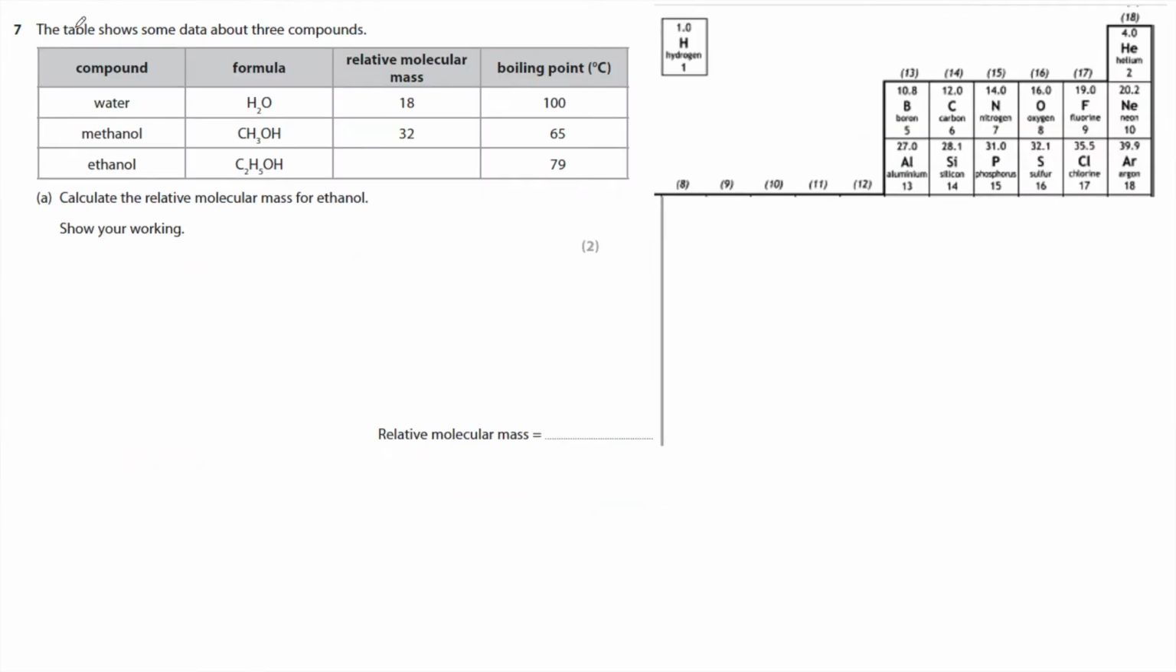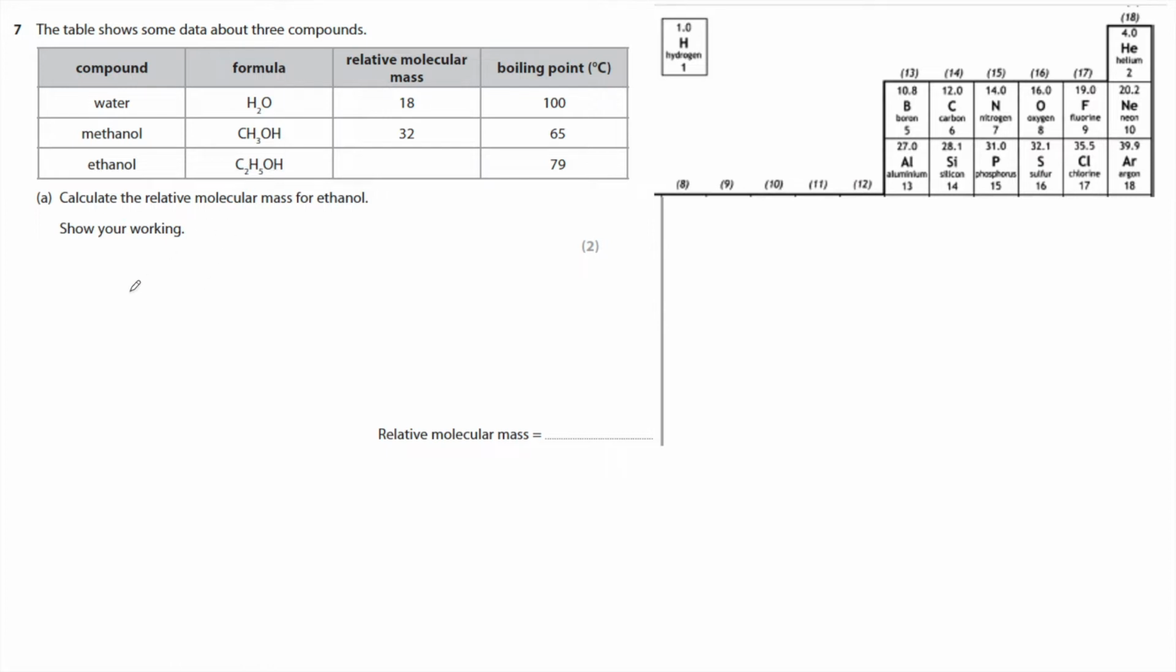The next question says, the table shows data from 3 compounds. You've got water, methanol, and ethanol. The first part says, calculate the relative molecular mass for ethanol. Show your working. So you've got the formula here for ethanol.